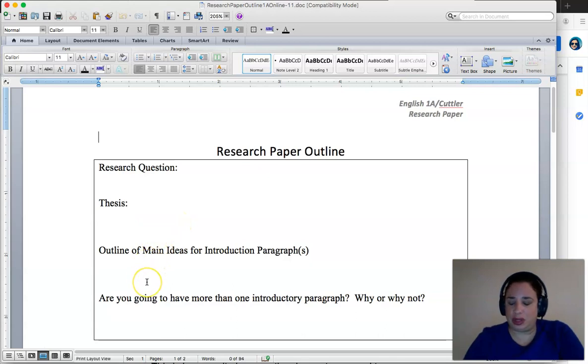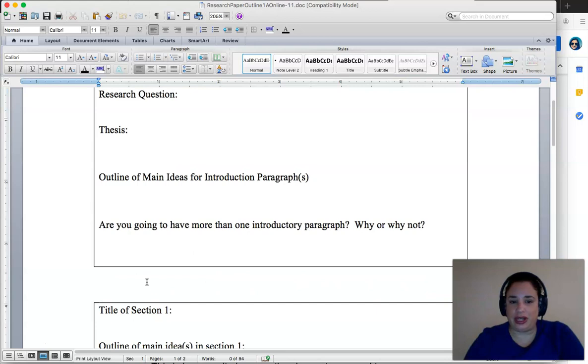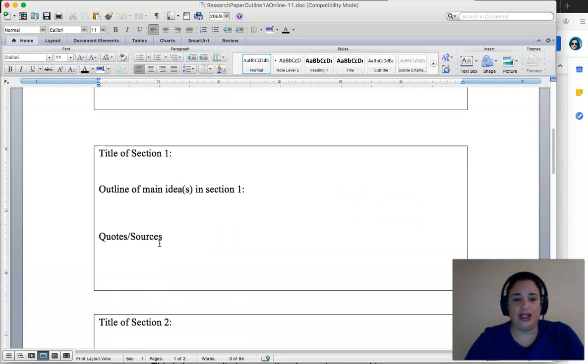To put some bullet points of like what are the ideas you're going to talk about in your intro. And then I want you to think about, do you have a lot to say in your intro? Do you want to do 1 or 2 paragraphs? And then I want you to start to map out basically how are you going to create your sections.